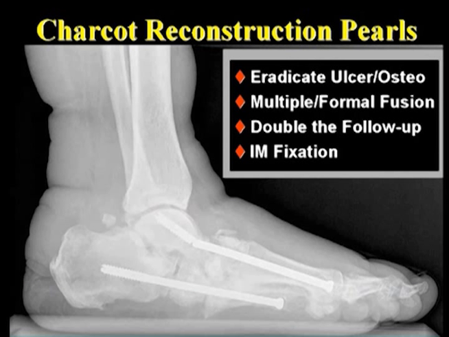So in conclusion, Charcot reconstruction of the midfoot is very difficult and should include eradication of any infection, ulceration, and osteomyelitis, and also should achieve multiple joint fusions with formal fusions of all joints. You should typically double the follow-up and double the fixation, as these are very difficult patients to heal and to treat.